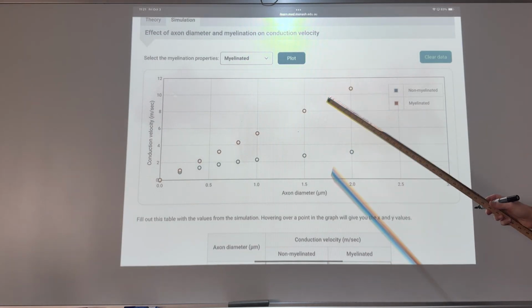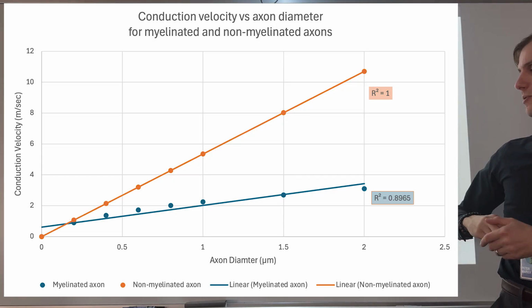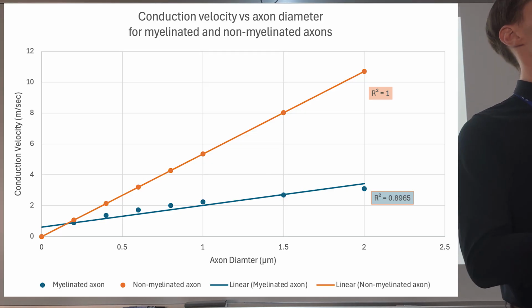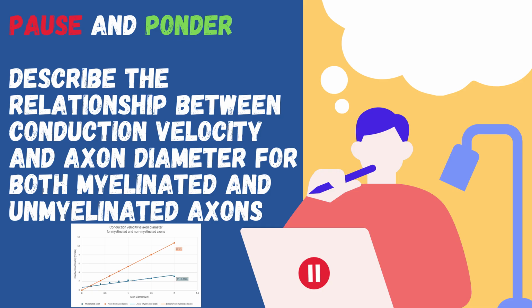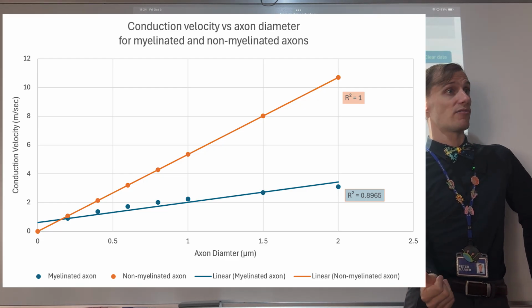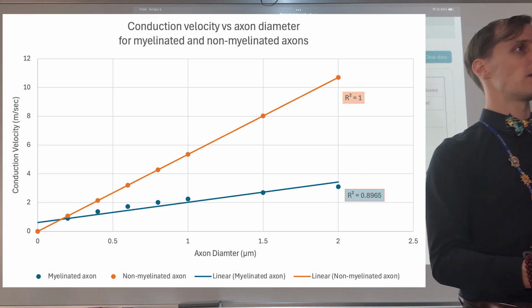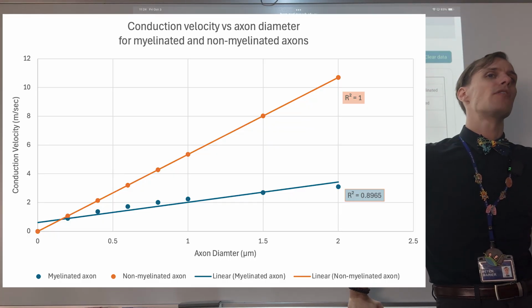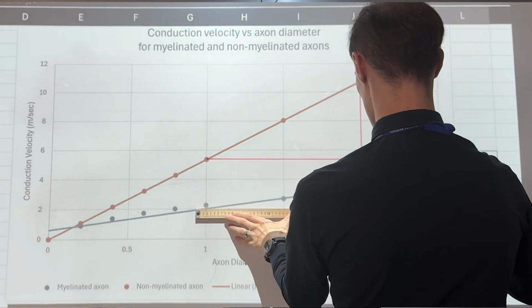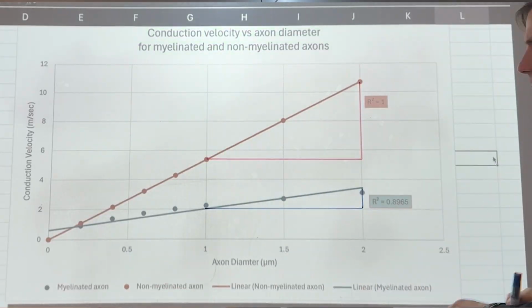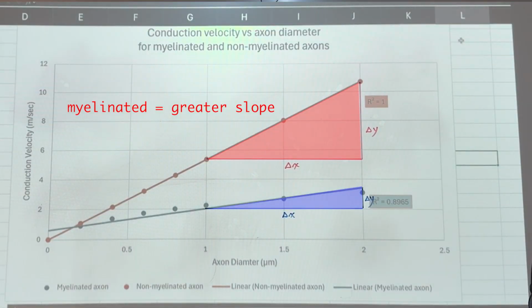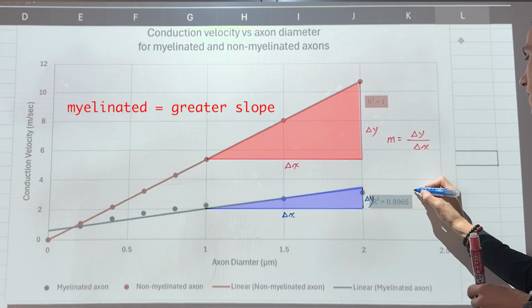You could actually export this. Describe the relationship between axon diameter and conduction velocity, both for myelinated and unmyelinated axons. Both of these have a positive correlation. In both myelinated and unmyelinated, an increase in axon diameter causes an increase in conduction velocity. How are they different then? The slope is different. If I compare, let's say, this section and the same section, notice that for the same increase in diameter, I saw a much greater increase in conduction velocity in myelinated than I did in unmyelinated.